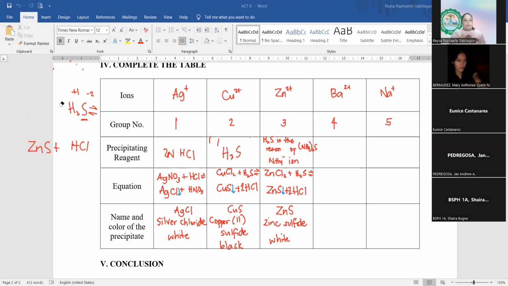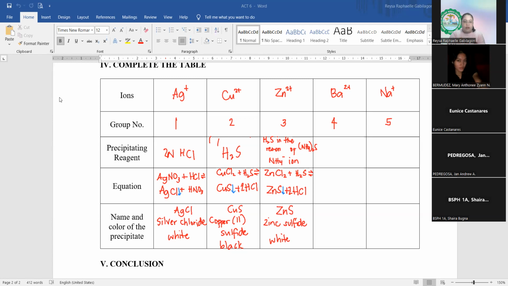Okay? So again, for our zinc, hydrogen sulfide in the presence of ammonium, or you can just call it ammonium sulfide. So you may use hydrogen sulfide in the equation, or you may use ammonium sulfide.